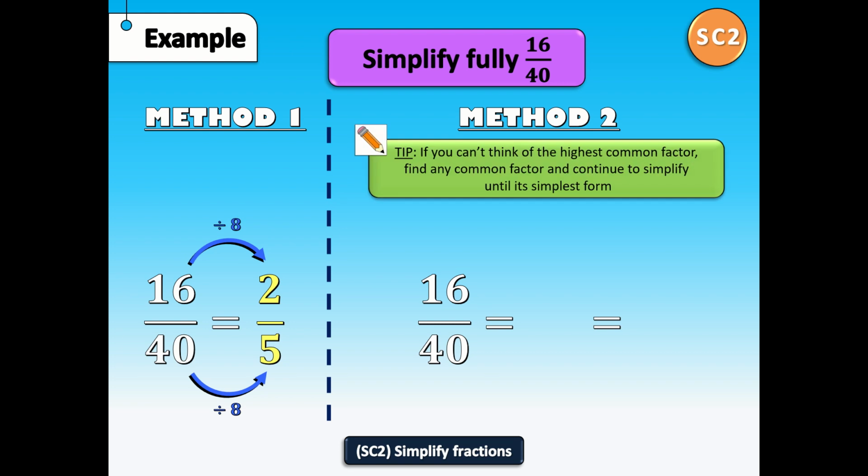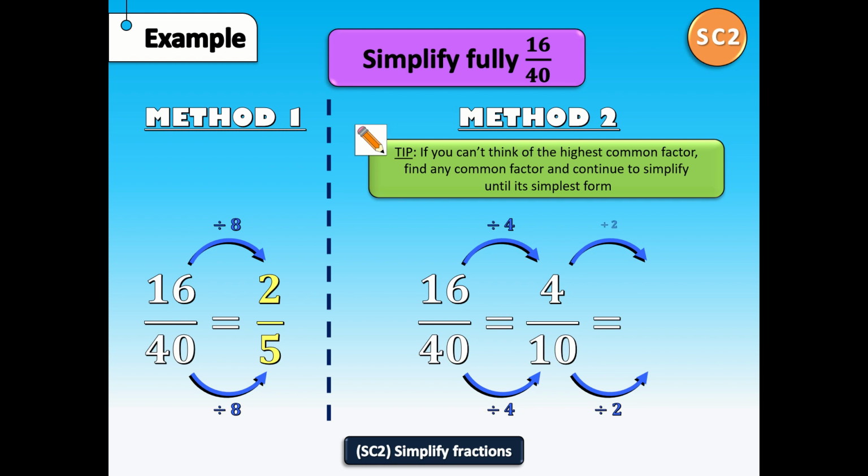Or we can do it in stages. So if you struggle to think about what's the biggest number that goes into 16 and 40, you can simplify it more than once. So we can think about a number that goes into 16 and 40 would be 4. So we divide the top and the bottom by 4. So that makes 4/10. We just need to be able to recognise that we can simplify that again by dividing the top and the bottom by 2. So that would make 2/5.